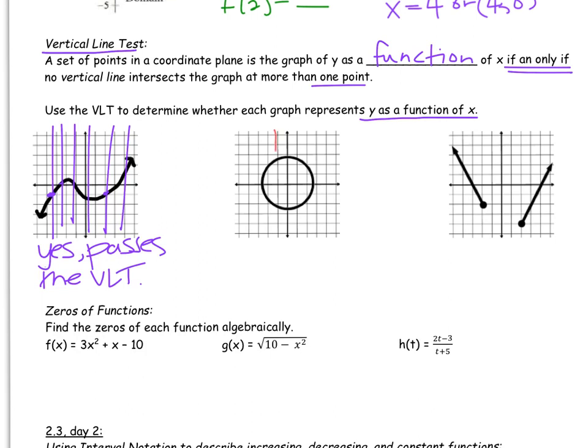Watch what happens here when we draw a vertical line, or mostly vertical. It intersects the circle on the top and the bottom. Since it intersects more than once, this is not represented as a function.